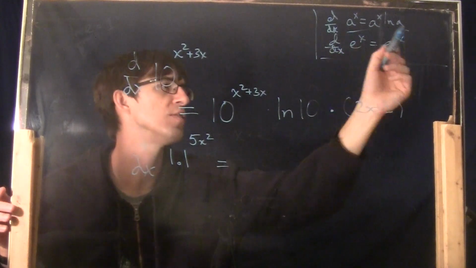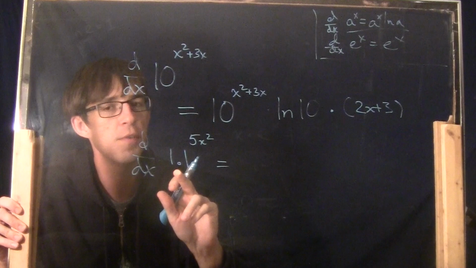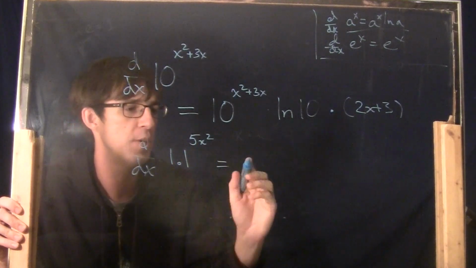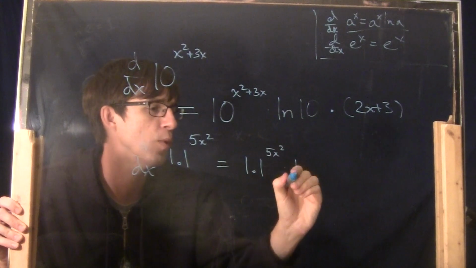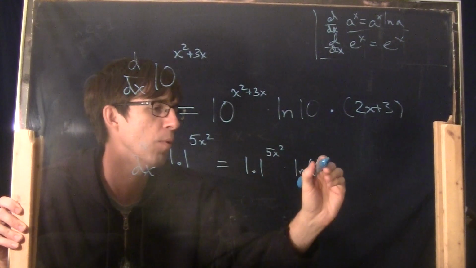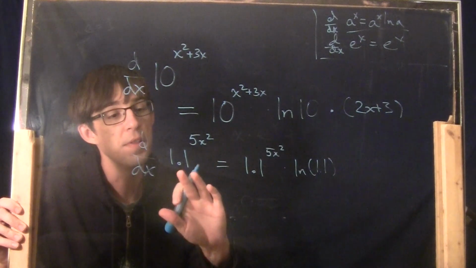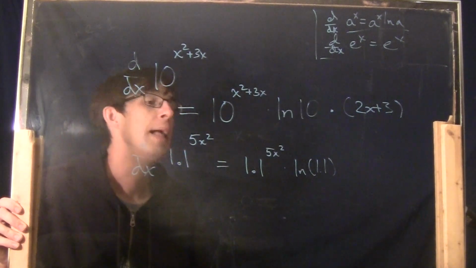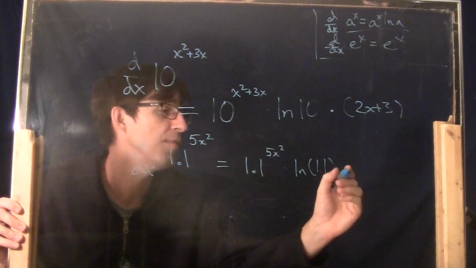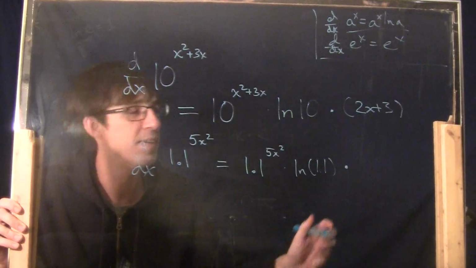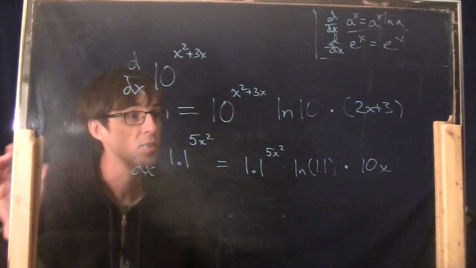And so I use this formula up top, and I'm going to use the chain rule. First of all, the derivative of the exponential part gives me 1.1 to the power 5x squared times the natural log of 1.1. That's the derivative of the outside function, the exponential function. Then, because I'm doing the chain rule, I have to multiply by the derivative of the inside. And what is the derivative of 5x squared? It is 10x. And that's the answer. That's how we do it.